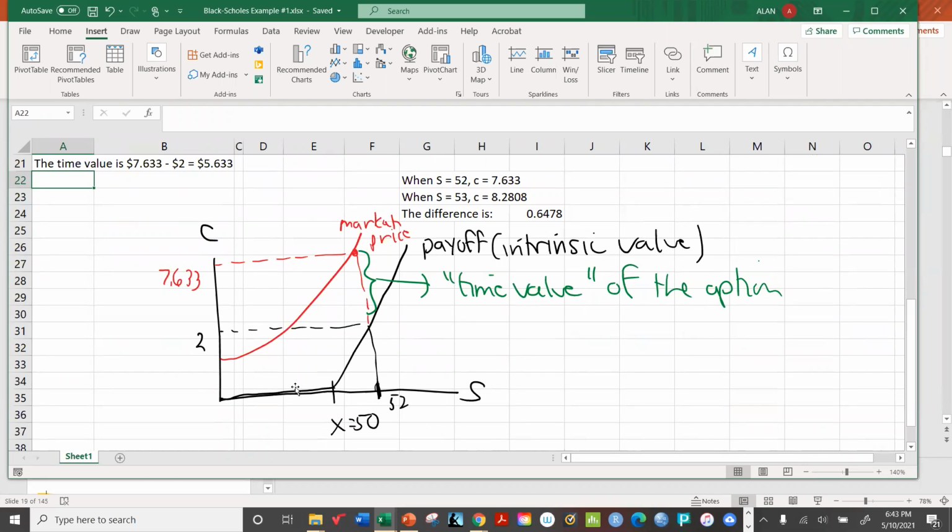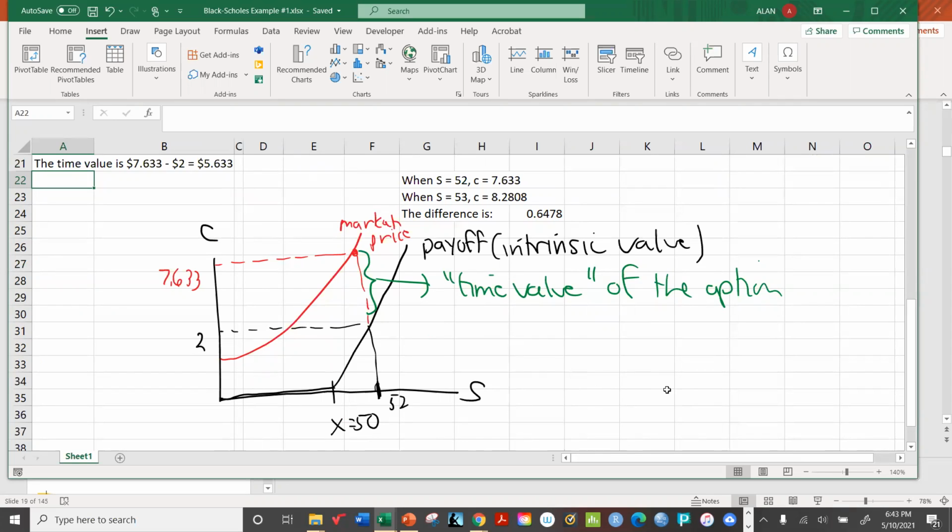So the black line is the payoff, the red line is the market price. You can see at $52, the market price is 7.633. The intrinsic value is $2. Therefore, the time value must be the difference, which is 5.633. That's a lot of time value. But that's what the option is worth because it represents the possibility that in the future, the option could become more valuable. And that's what you're paying for.